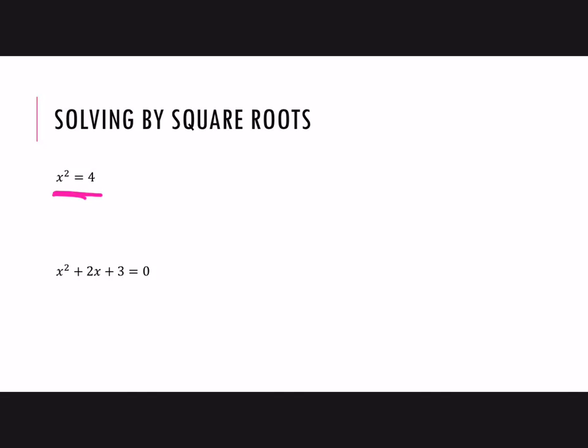Here's a very simple quadratic equation, and if we look at this, I think we can tell just by inspection what the solutions could be for x. Really we're asking what number squared equals 4, and there are two options. It could be 2 or it could be -2.